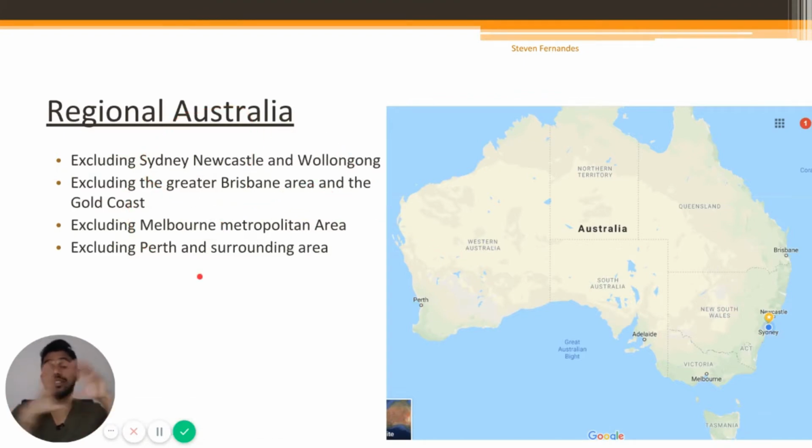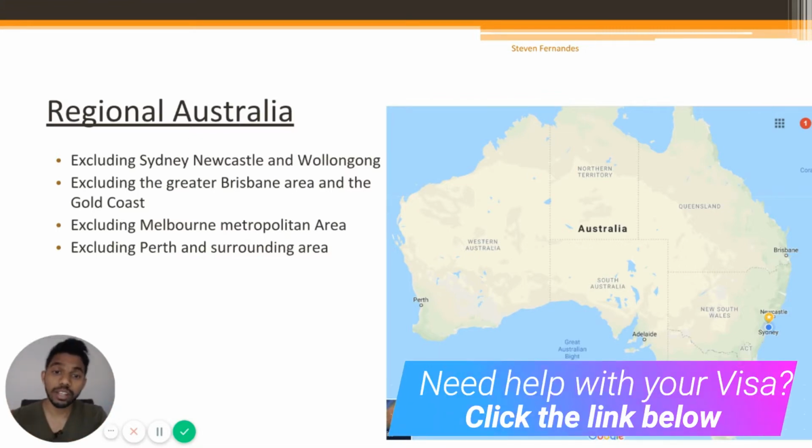And if you want to have your second year, you need to work in those specified areas, usually farming within regional Australia for 3 months to carry forward your working holiday visa. All right. Moving on.